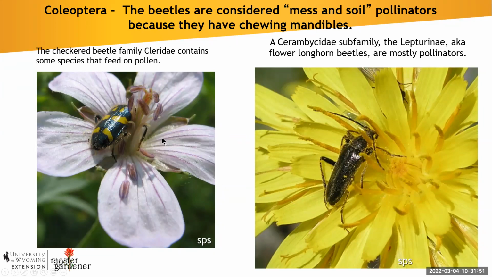Or in this case, here's a checkered beetle. You can see its body is very hairy, and it's interesting on this little flax flower. It's cut off the anthers. I don't know if it's eating the stalk in which the anther was, but very interesting.